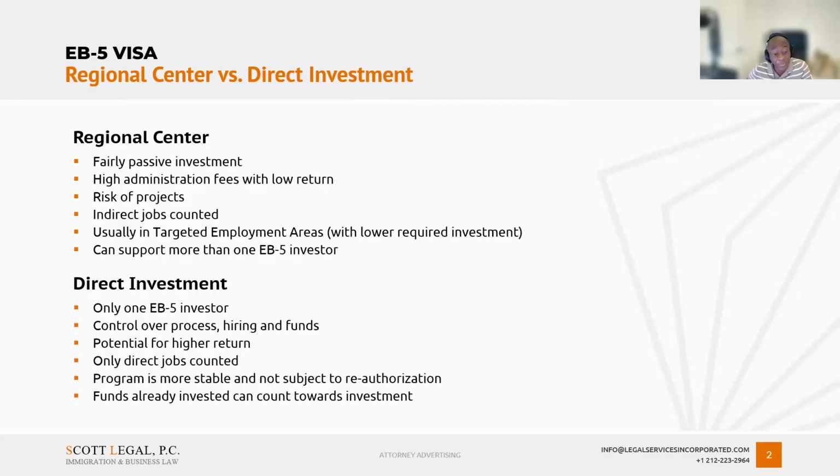And here are the indirect jobs, and those indirect jobs can be counted towards the job requirement. Once we get into the detail, we're going to talk about what the requirements are. But the jobs are an important part of EB-5, and those indirect jobs can only be counted when we're looking at the regional center program. The regional center programs are really offered in what we're going to call targeted employment areas, and we're going to describe that in a little bit.